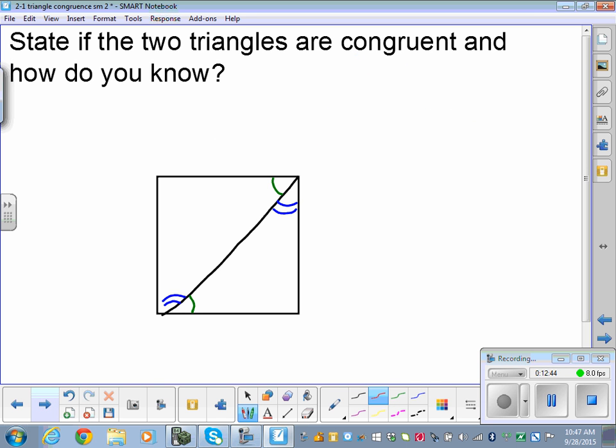Let's look at this one. Ooh, this one's tricky. I want you to think about this one. So state if the two triangles are congruent, and then how do you know? So don't say it out loud. I want you to think about it and tell your neighbor. Think about it. Go. Tell your neighbor. Yes or no? Make sure you get it in the correct order.